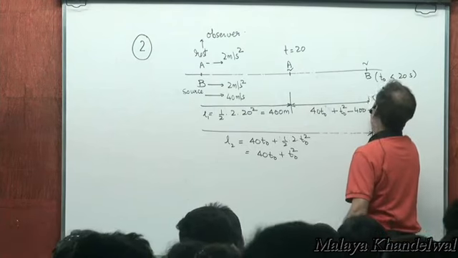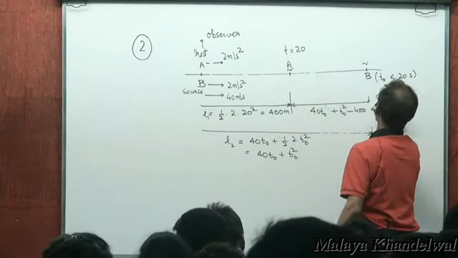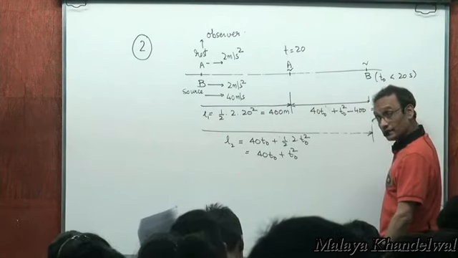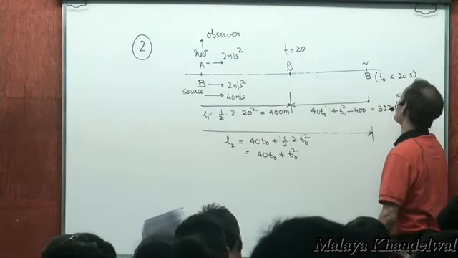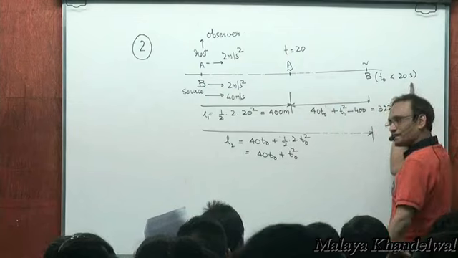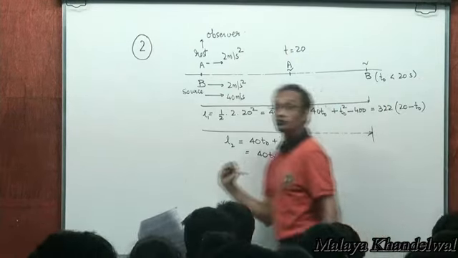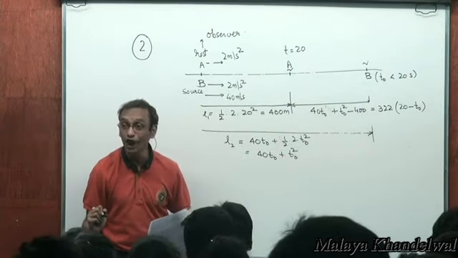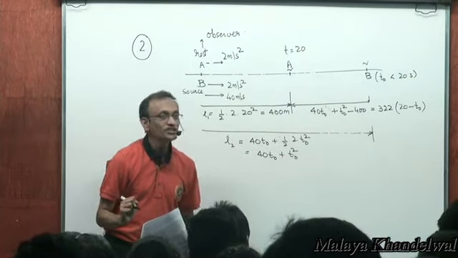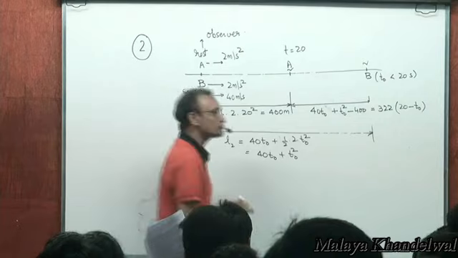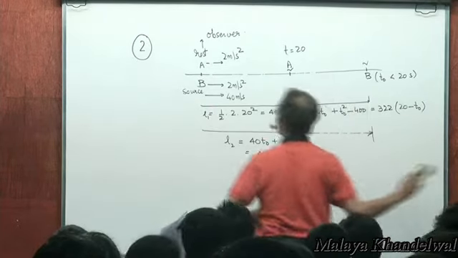That means this distance must be 322 meters per second, that's the velocity with which sound travels, and for how long? For 20 minus t naught seconds. This is the equation that we need to solve to know t naught. Yes or no? Yes, sir. Very good. So let's solve this, right?